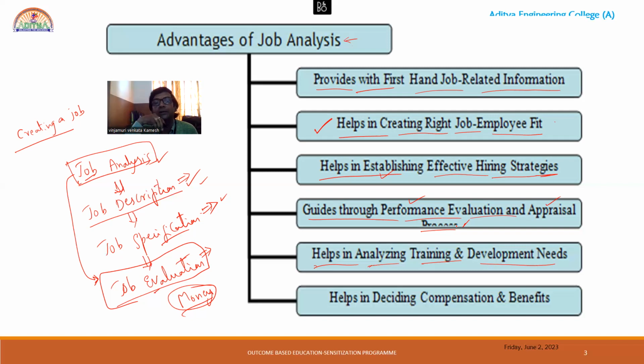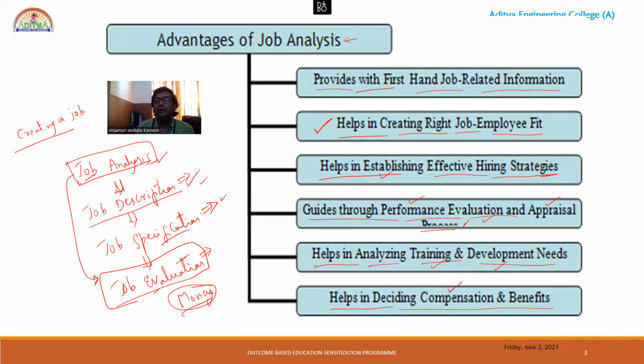The new facilities are available in your organization. That's why he shifted from the earlier company to your company. But who will train him on the new machine? You have to train, right? Earlier you didn't have that idea. Now, after performance evaluation, you got the idea that this person lacks training on this particular machine. So what are the training and development needs for each and every employee in the department? It could be known by job analysis. And it helps in deciding compensation and benefits.